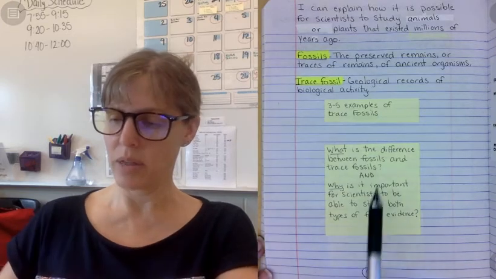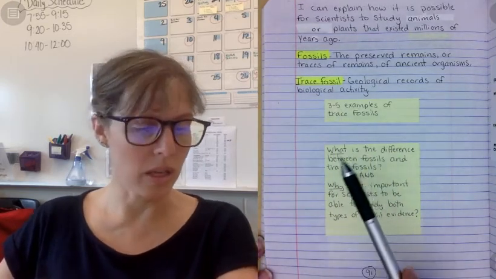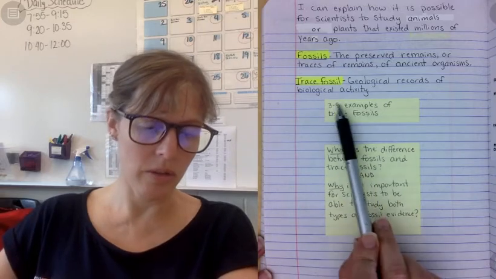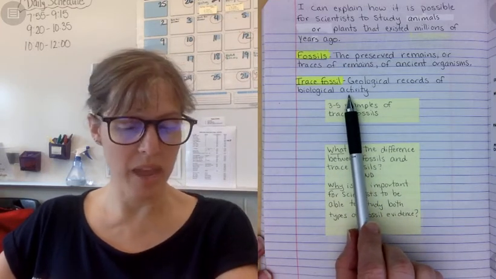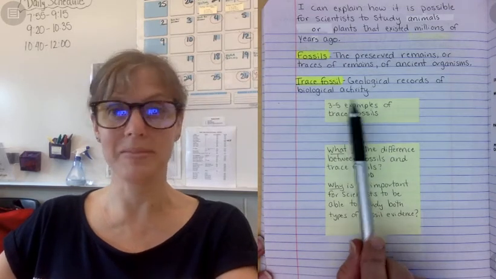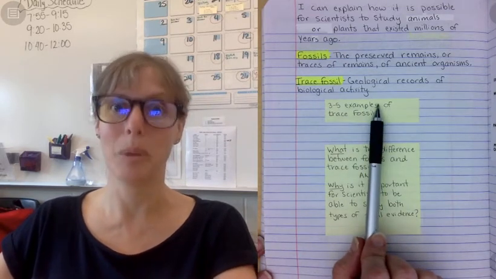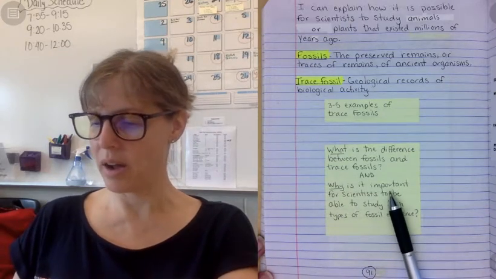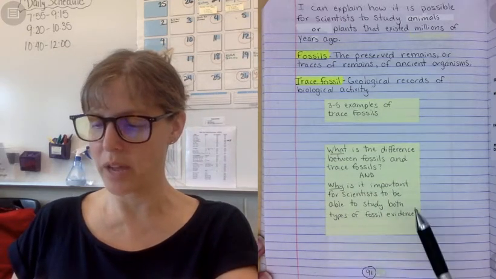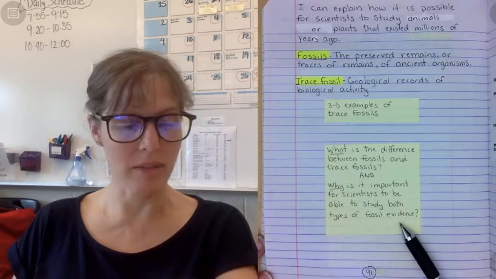I asked you to write 3 to 5 examples of trace fossils here. Some examples of trace fossils are tracks, trails, burrows, borings, gnawings, eggs, nests, gizzard stones, and dung. Yes, poop. Then I wanted to know what's the difference between fossils and trace fossils and why it's important for scientists to be able to study both types of fossil evidence.